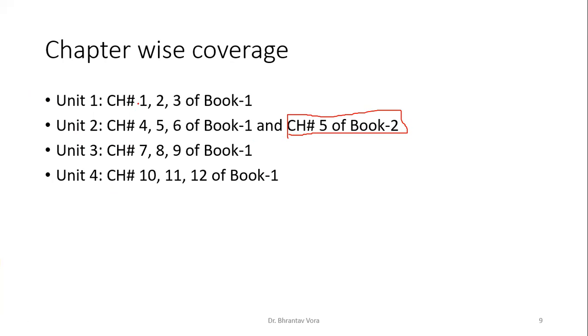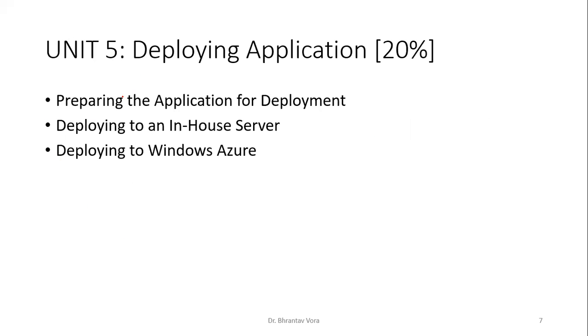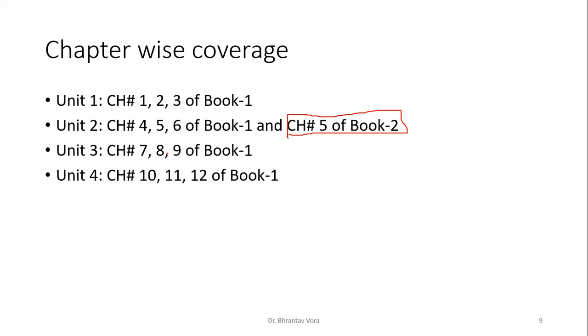So in book number 1, all the chapters 1, 2, 3, 4, 5, 6 up to 12 are covered in our syllabus. And apart from book number 1, we should discuss chapter number 5 from book number 2 in order to cover unit number 2. Now, there is no chapter-wise coverage for unit number 5. Our syllabus is covered in 5 different units, and unit number 5 is deploying the application, but we do not have any chapter-wise coverage for unit number 5.